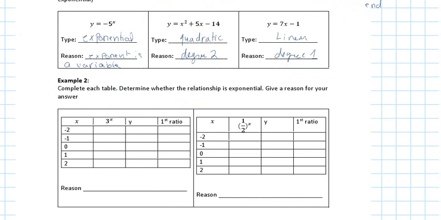Complete each table, determine whether the relationship is exponential, give a reason for your answer. So the x value is -2, and my equation is 3 to the power of x. So I'm looking for 3 to the power of -2. What is 3 to the power of -2? 3 times -2.